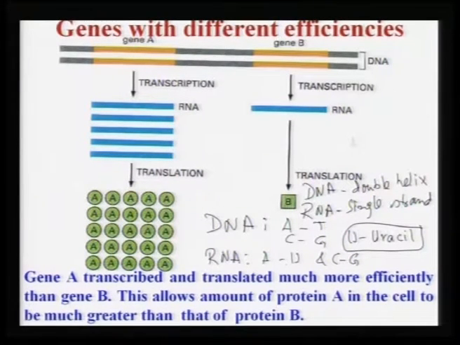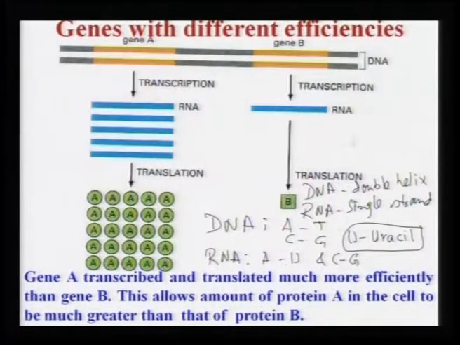Now, coming to the genes with different efficiencies, let me explain that although the transcription and translation process takes place on different genes, two different genes, let us say A and B, can have different efficiencies. Efficiencies means one gene can produce a large number of protein molecules, whereas other genes can produce a very small number of protein molecules. Now, how does it happen?